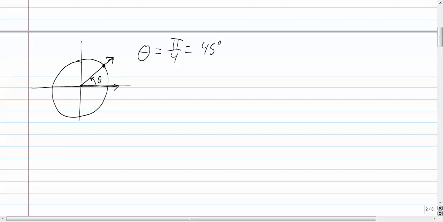If we can figure out this point right here on the unit circle, what that is in terms of x and y, like an ordered pair, then we can evaluate the 6 trig functions at pi over 4 or 45 degrees. Alright, so there are a couple of ways to figure out this point right here. The way that textbooks usually show is like this.